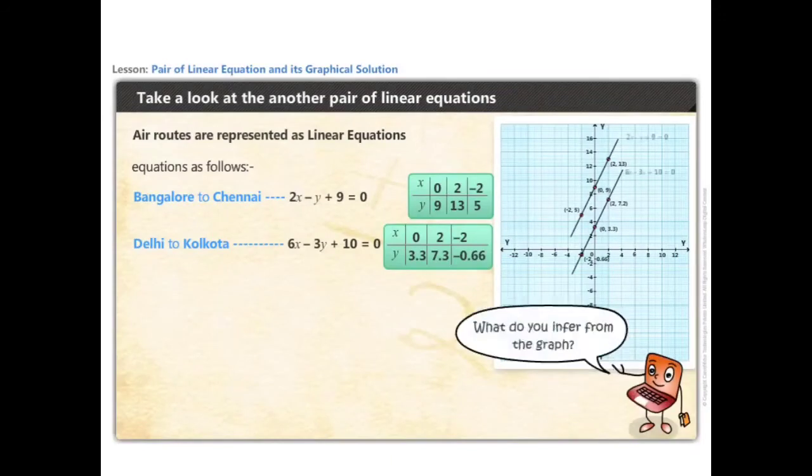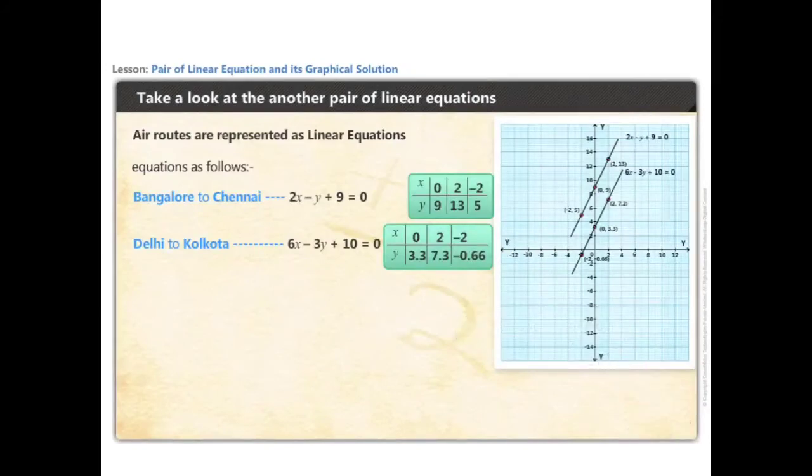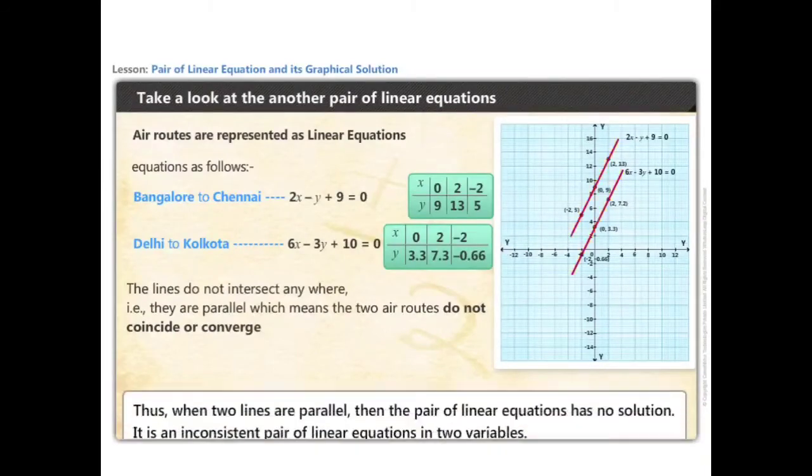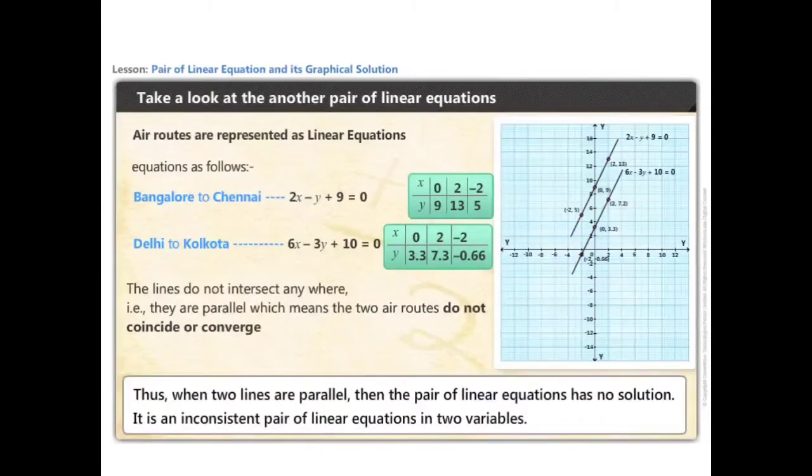What do you infer from the graph? We observe that the lines do not intersect anywhere, that is, they are parallel. This also means that the two air routes never coincide or converge. Thus, when two lines are parallel, then the pair of linear equations has no solution. It is an inconsistent pair of linear equations in two variables.